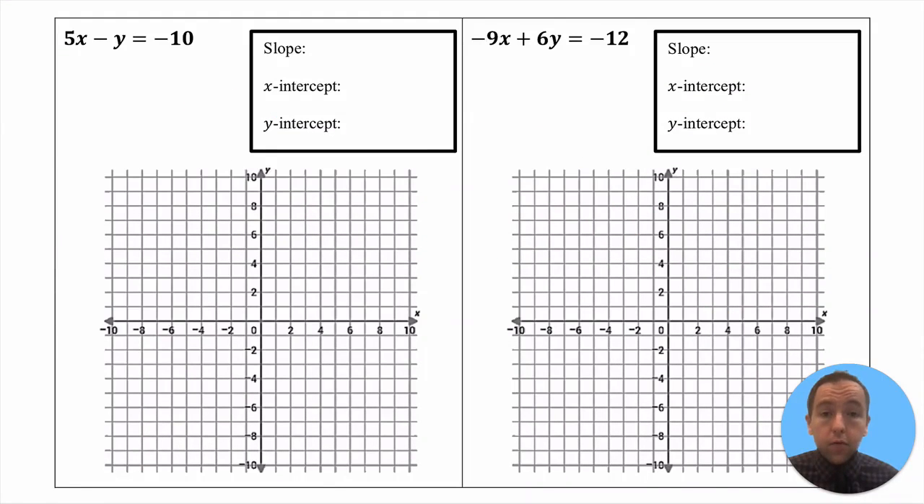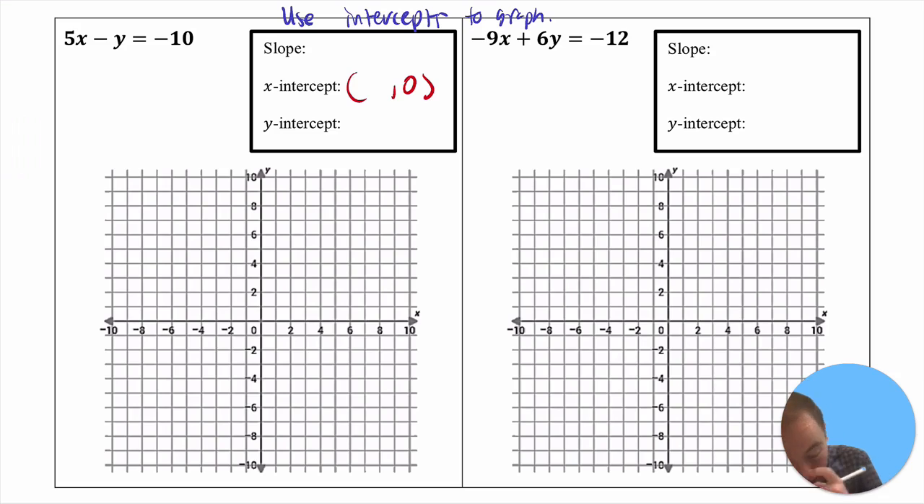For these examples right here, you could simply graph these lines just by solving for y, but I specifically want to, for reinforcement, use intercepts to graph the line. Since they're both in standard form, it's really convenient to find the intercepts. If you're finding an x-intercept, every x-intercept has a y-coordinate of 0. So you can just substitute in a 0 for y to solve for the x-intercept, which gives you 5x equals negative 10 in this example. So x equals negative 2. So you know that's where the x-intercept would be.